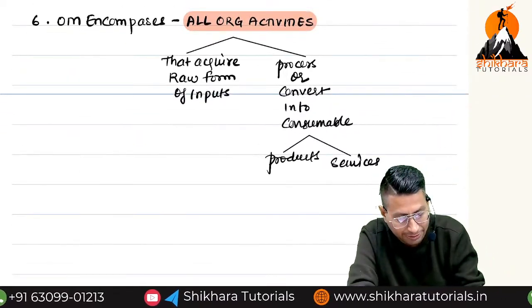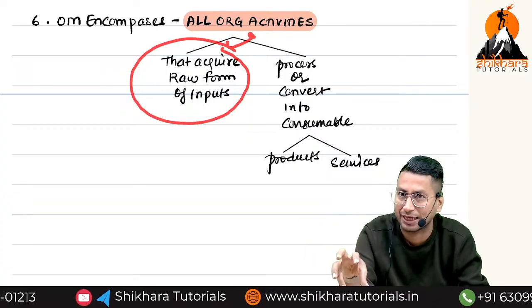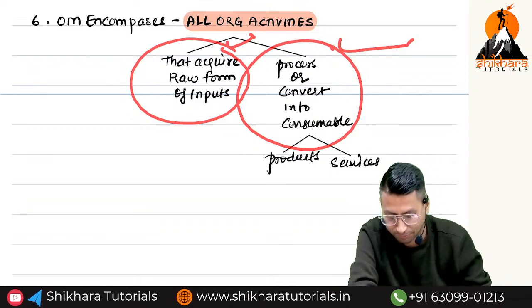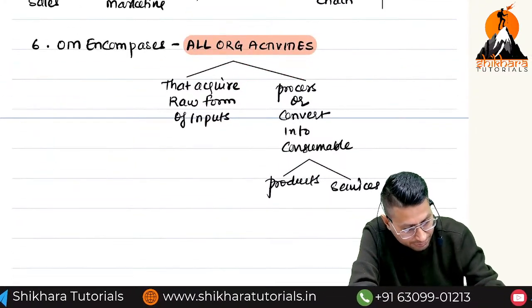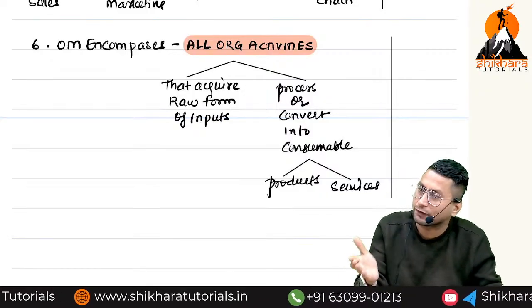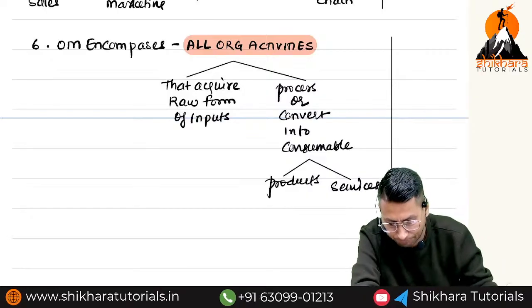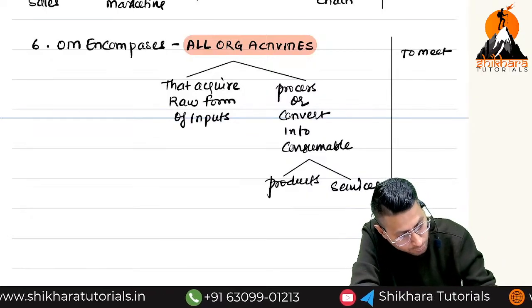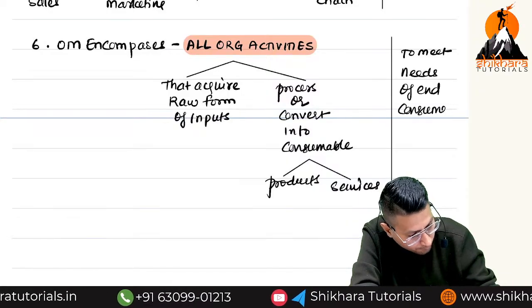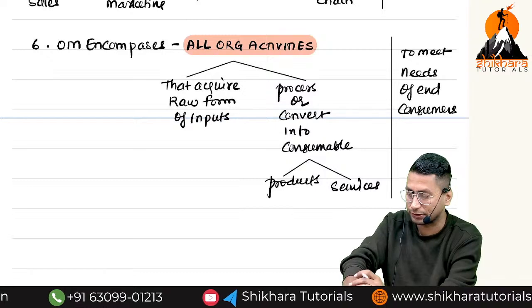So it covers all activities that acquire what? Raw form of inputs, meaning raw materials. It will also cover those activities in a business which convert raw materials into finished goods and finished services. But why am I doing all these things? Why am I acquiring the inputs, that is raw materials? Why am I converting them into work in progress and then finished goods? For whom? For myself or for customers? Simple. To meet the needs of the end consumer.